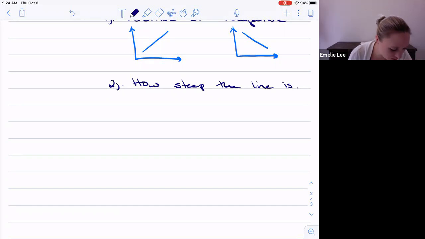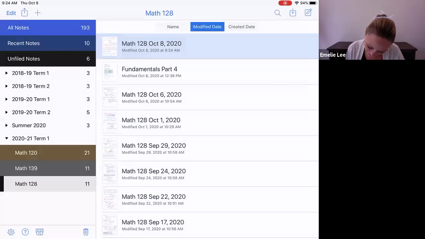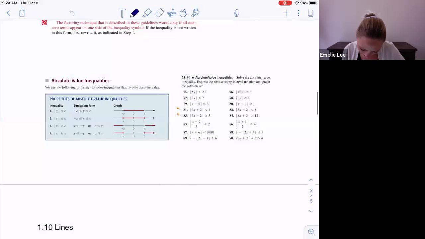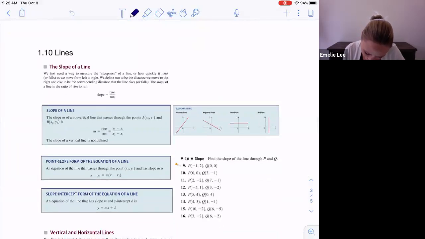Hey, it's even in the notes. Steepness. I'll go pull it in. How funny is that? Here. We first need a way to measure the steepness in quotes. So I guess it's not a word, but it is something we use. That is really funny. I guess not really.